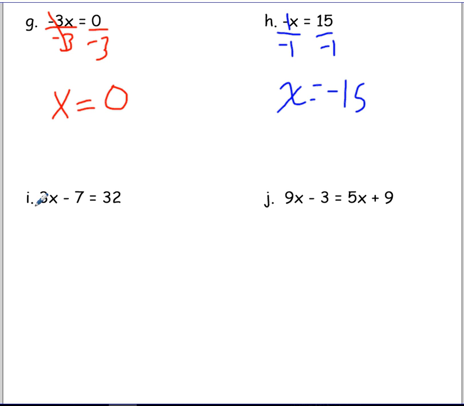Now for I, we have a two-step algebra equation. Notice we have not just 3x by itself on the left-hand side, but we have 3x minus 7. So again, you need to get rid of all the adding and subtracting first. So anything with an x needs to be on one side. Anything that does not have an x has to be on the other side. So the -7 has to be taken care of before the times 3. So with the -7, we need to add 7, which means we need to go across the equal sign and add 7 as well.